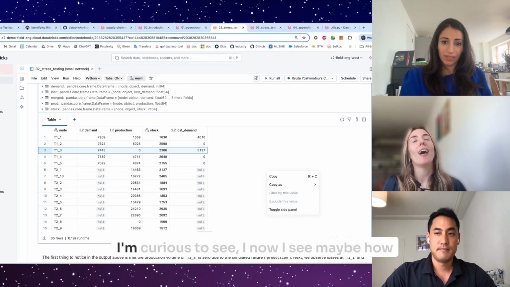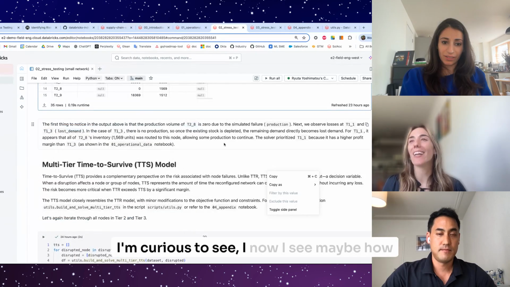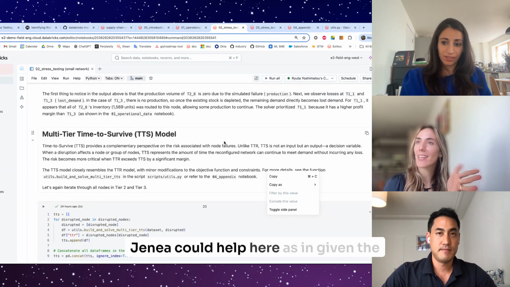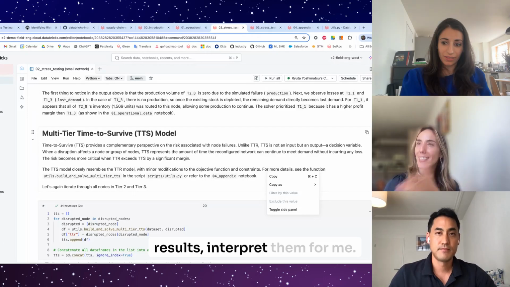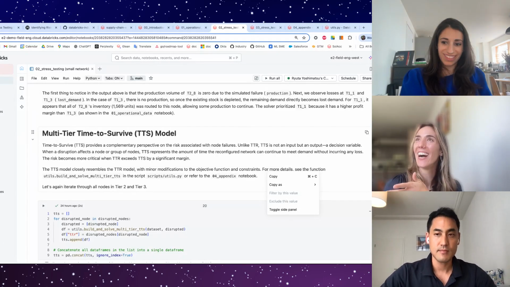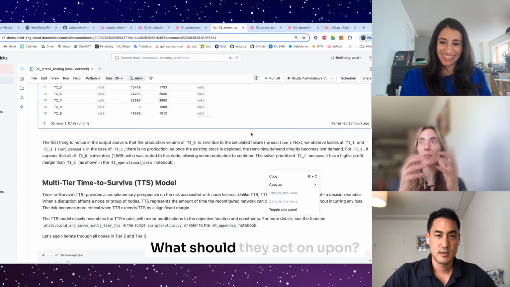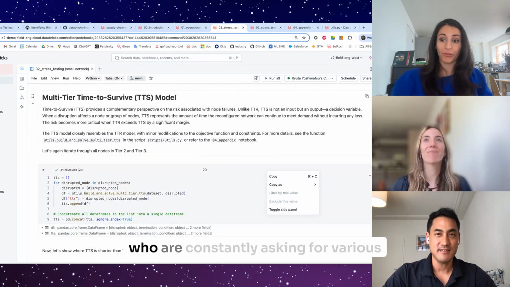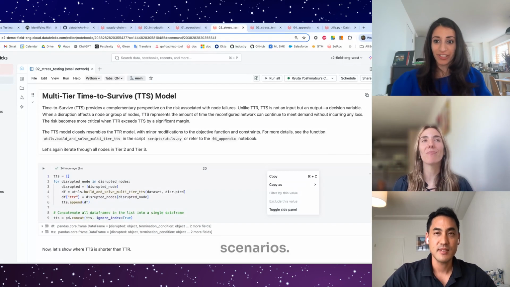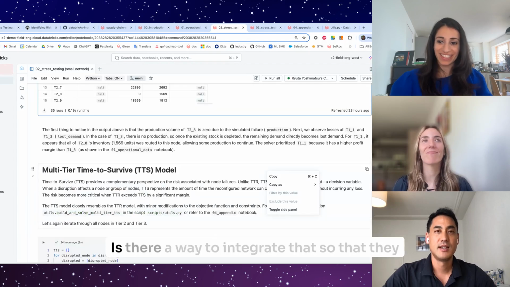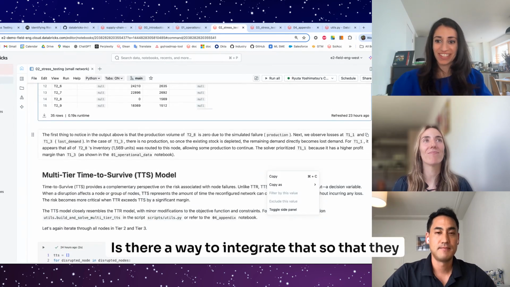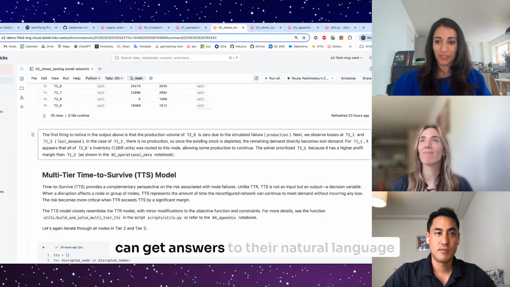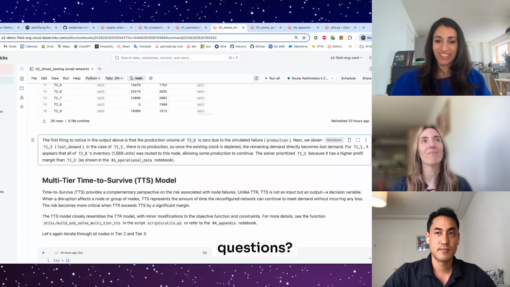Yes, interesting. I'm curious to see maybe how GenAI could help here, as in, given the results, interpret them for me. Like, what do they mean? What should they act upon? Yeah, especially for business stakeholders who are constantly asking for various scenarios. Is there a way to integrate that so that they can get answers to their natural language questions?